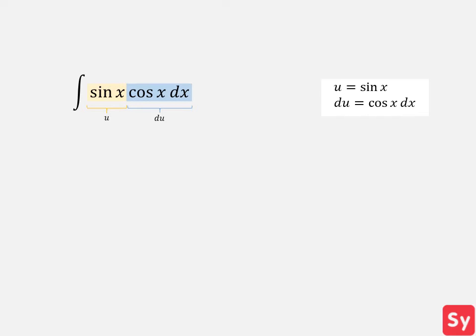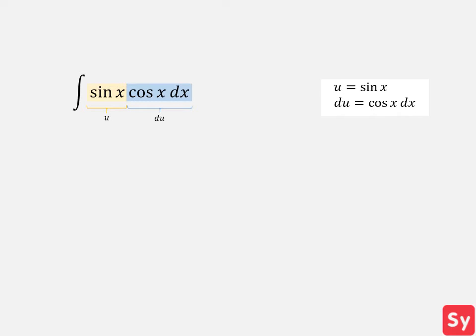We'll go back to the problem I was talking about before and solve it. We have the integral of sine of x times cosine of x with respect to x. In this case, we can set either sine of x or cosine of x equal to f of g of x. So we'll set sine of x equal to f of g of x and g prime of x equal to cosine of x dx. So we'll set u equal to sine of x and du equal to cosine of x dx.